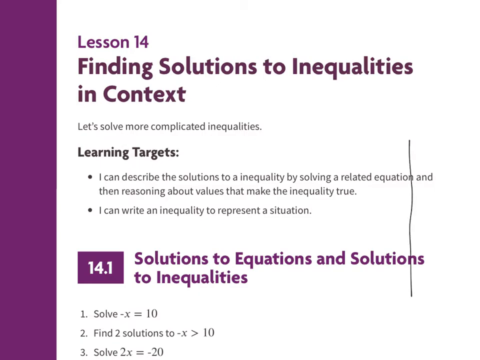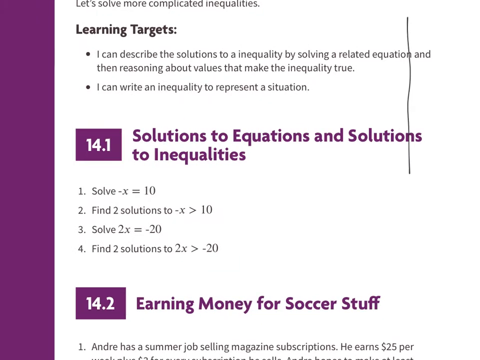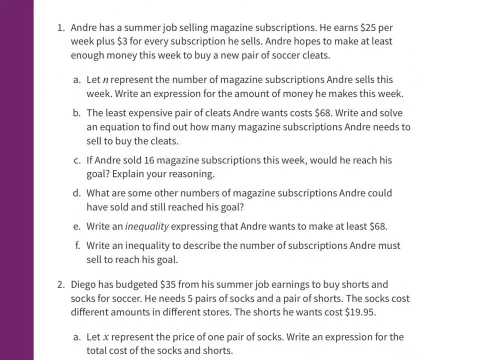So we are going to skip 14.1. Let's look over 14.2. Andre has a summer job selling magazine subscriptions. He earns $25 per week and $3 for every subscription that he sells. Andre hopes to make at least enough money this week to buy a new pair of soccer cleats.